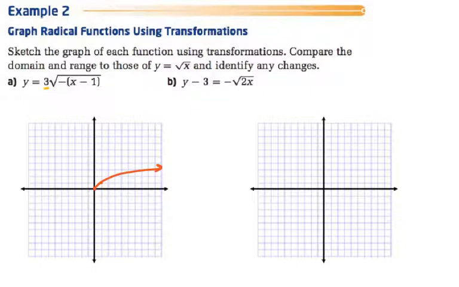Our first transformation is this 3 here. That 3 is an A. That's a vertical stretch. Every point vertically will be multiplied by 3. So our first point at 0, 0 has a height of 0 multiplied by 3. It is still at 0. Second point at 1, 1 will have the height multiplied by 3, so it's now at 1, 3.